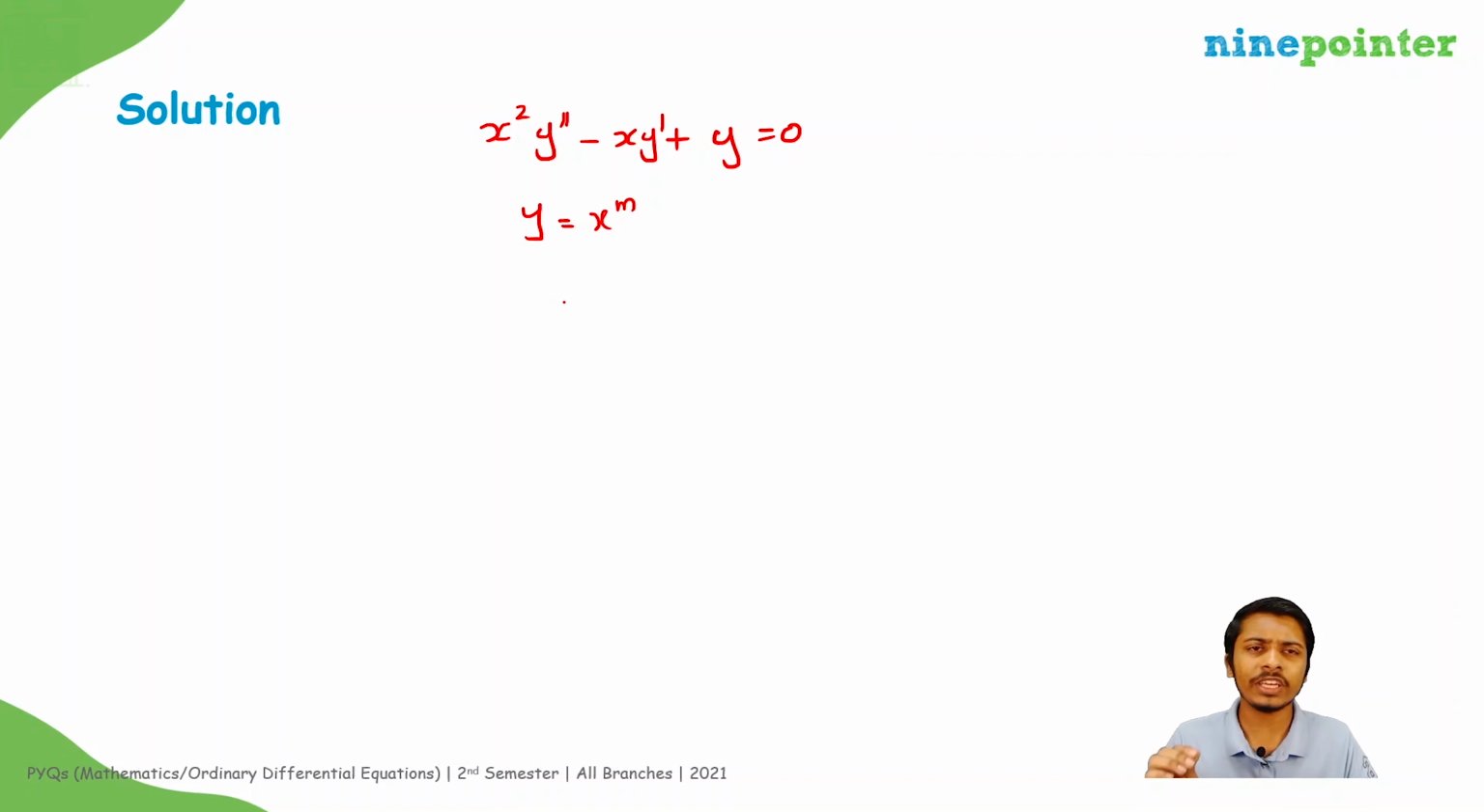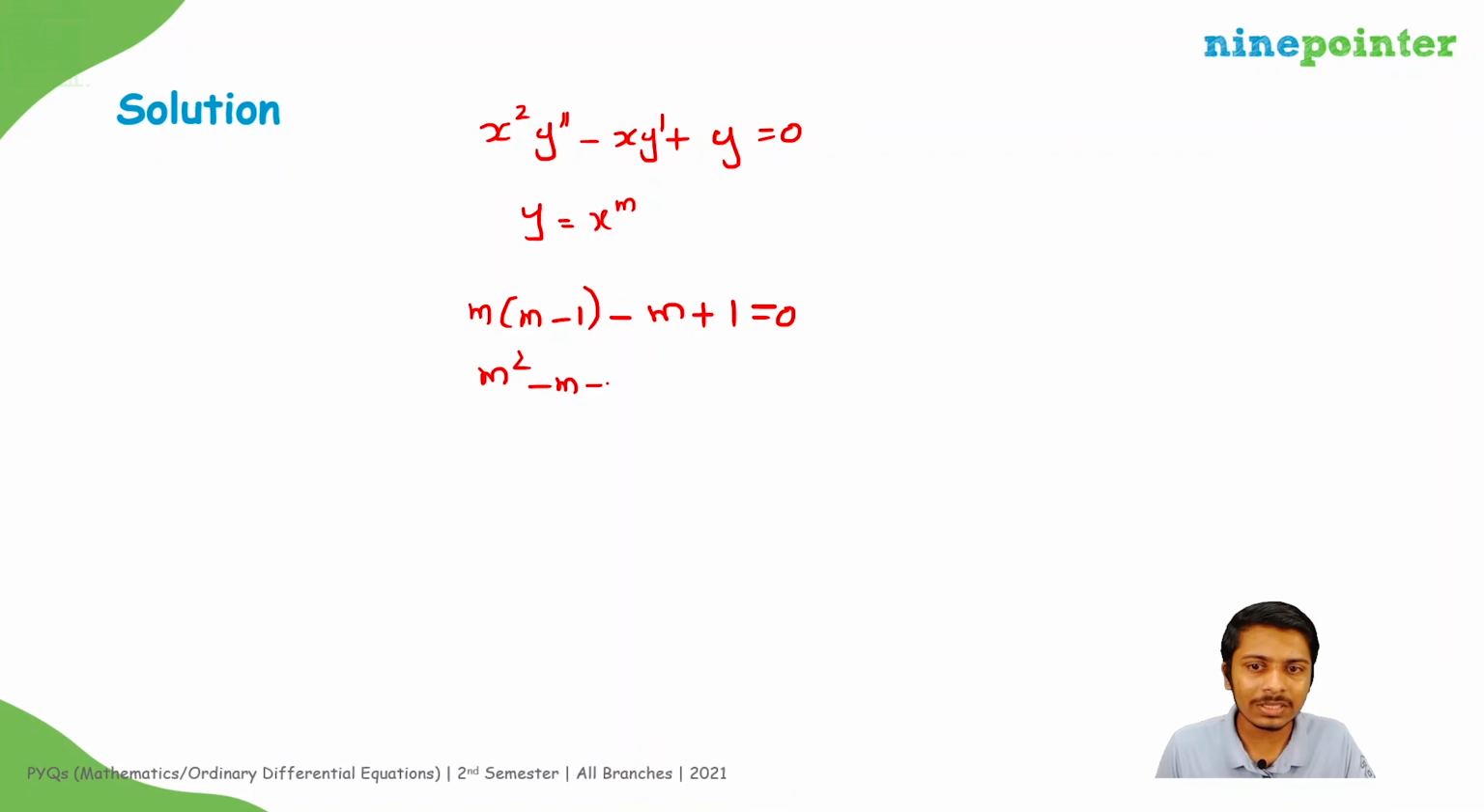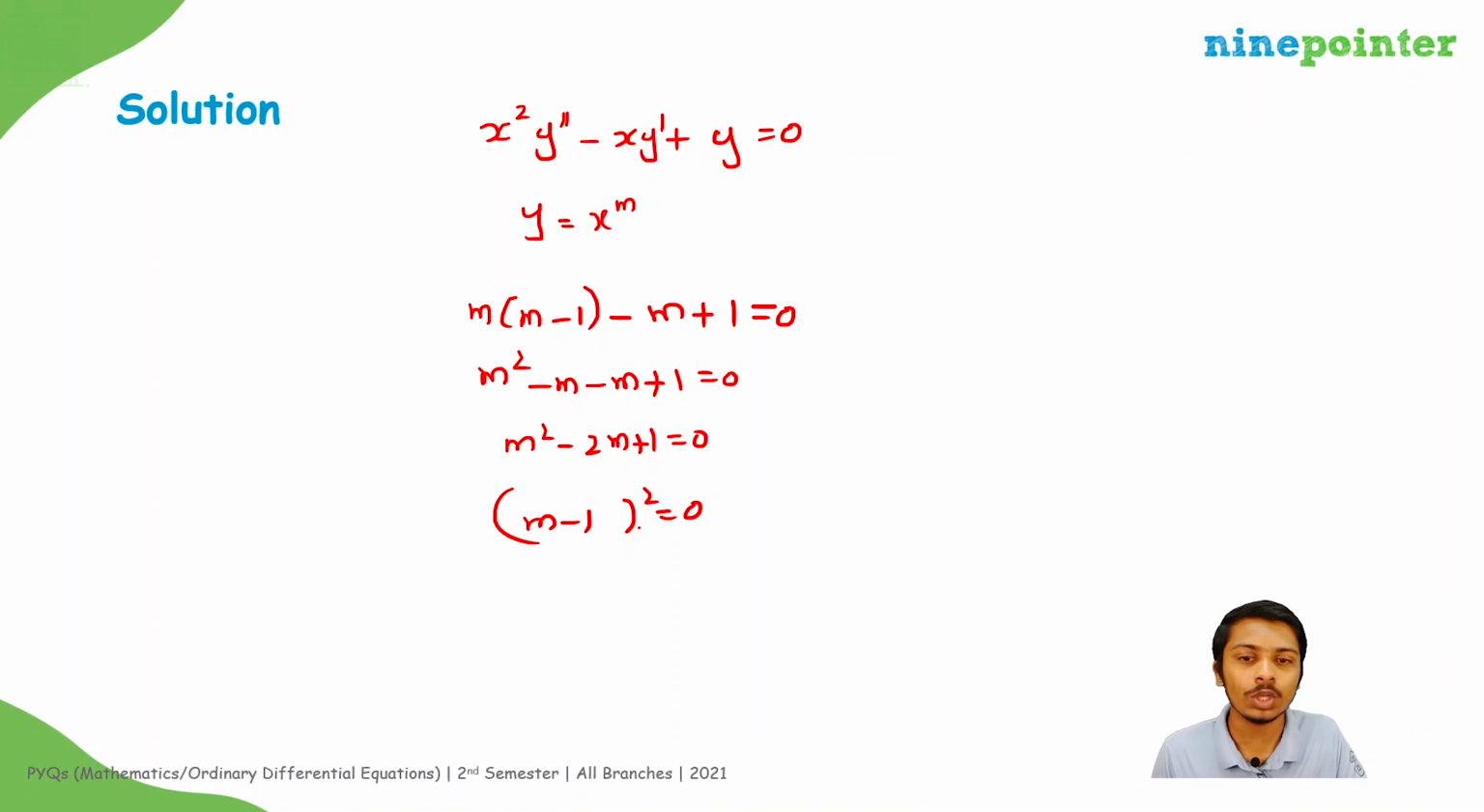Okay, so let's try to find the auxiliary equation. Because of y double prime, a term m into m minus 1 will come. Now I will put a minus sign. Then because of y prime, I will get an extra term m. And since y does not have any coefficient, I will just get plus 1 as the coefficient corresponding to the y term. So this will be the auxiliary equation of the given homogeneous equation. Now I can simplify this: m squared minus m minus m plus 1 equal to 0. That is m squared minus 2m plus 1 equal to 0, which means m minus 1 whole squared equal to 0. So the possible values of m are 1 and 1.